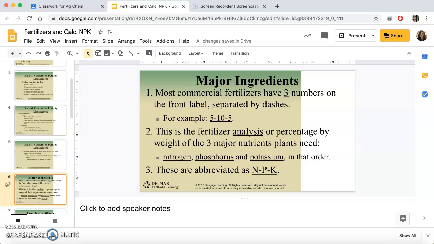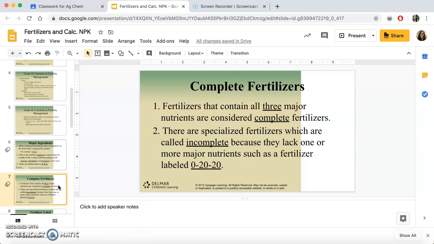Now, when we look at fertilizers and we talk about commercial fertilizers, meaning fertilizer that you can buy at any store, maybe Higbee's, Tractor Supply, Home Depot, Lowe's, those commercial fertilizers are going to have 3 numbers on the front label that are separated by dashes. So it would look something like this. This is the analysis, or percentage by weight, of the 3 major nutrients plants need. And percentage by weight is going to be really important here. Those 3 nutrients stand for nitrogen, phosphorus, and potassium. So that's what those 3 numbers stand for, N, P, K. That's going to be really important here.